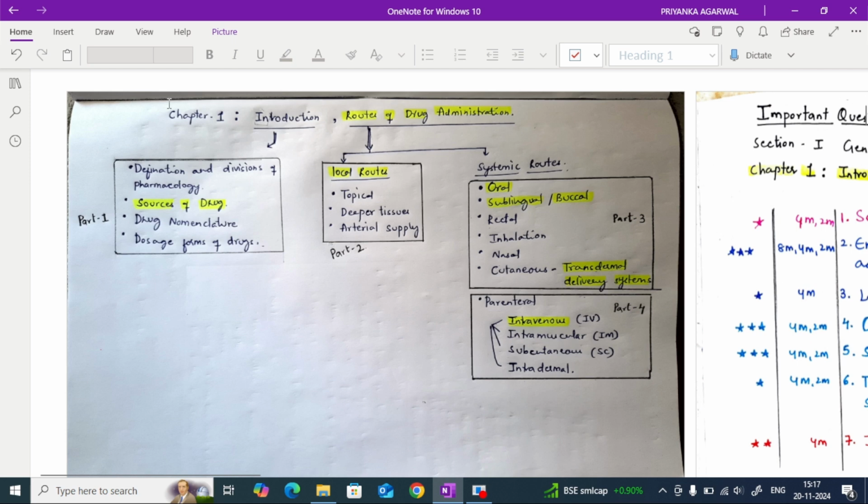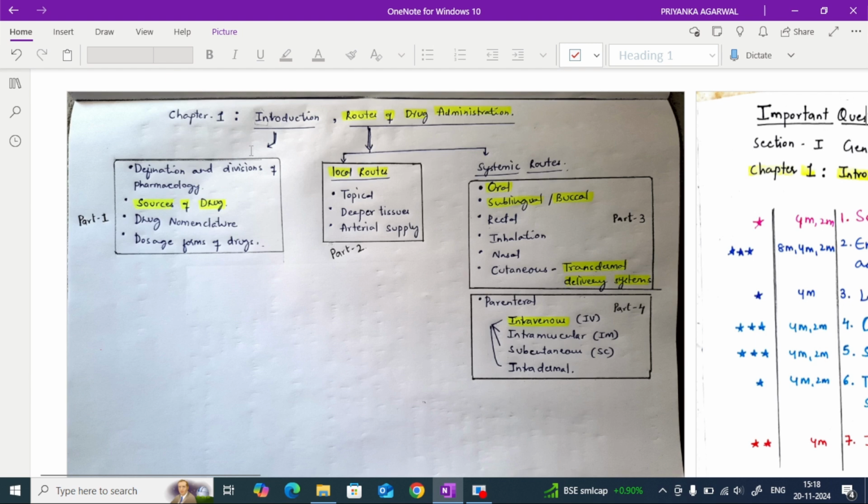So we are doing chapter 1 of Pharma, that is Introduction and Routes of Drug Administration. So whenever we study any chapter, some questions come to our mind like what the chapter is about, what are the important questions from this chapter, and how should we read this chapter so that it is conceptual, exam oriented and easy at the same point of time.